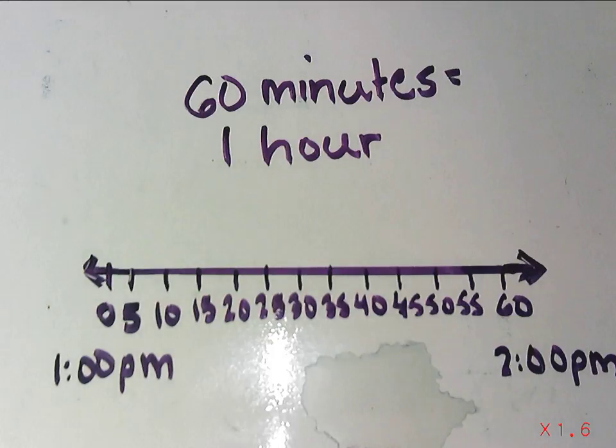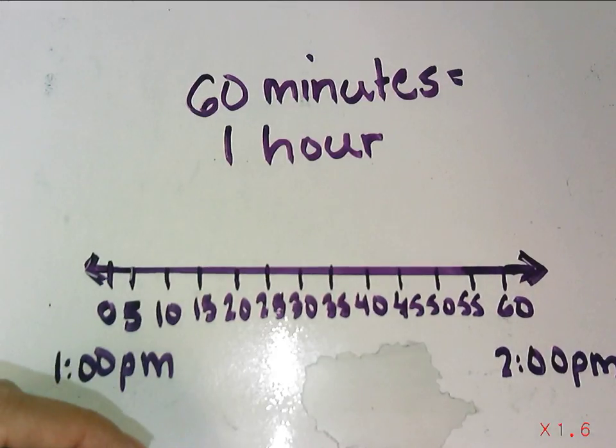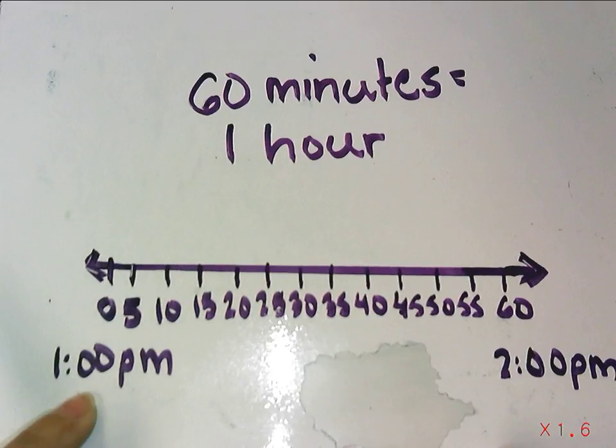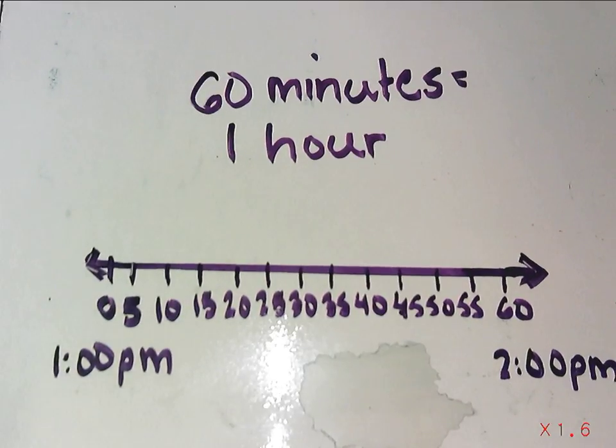So we're going to use this number line to plot some parts of our day so we can figure out how much time each of those parts take. So let's say we end lunch at 1:10 p.m. We know that time, 1:10 p.m., is right in between 1 p.m. and 2 p.m. It's in between it somewhere.